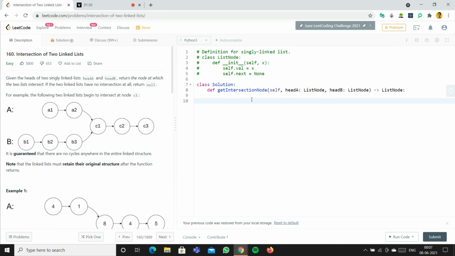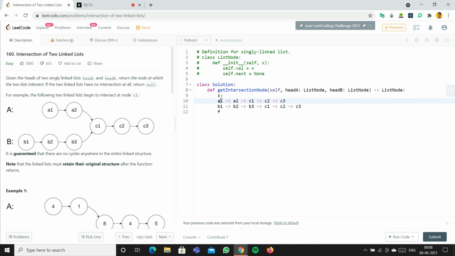So let me draw this over here. We have A1 pointing to A2, pointing to C1, then C2, then C3. And similarly for B1, B2, and here we'll have B3 pointing to C1. Okay, so what we're going to do is make a pointer over here. We'll call this S, and this one F.